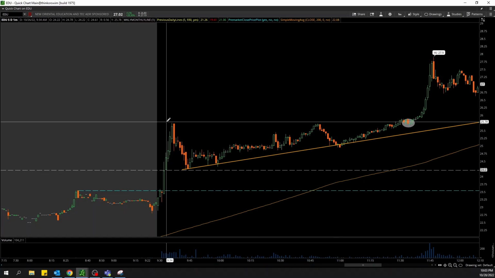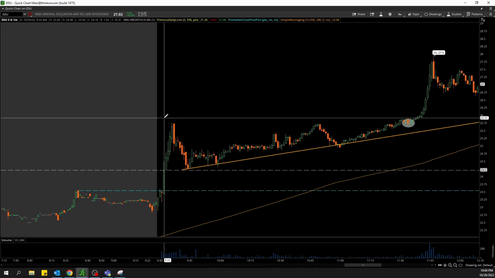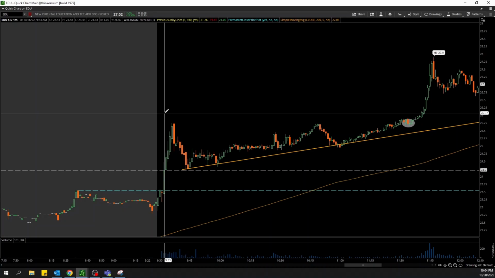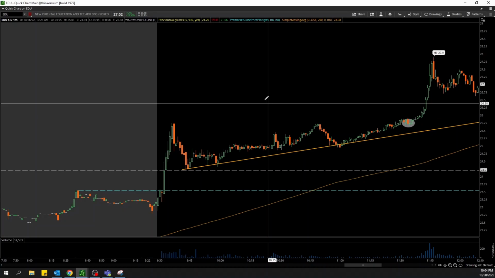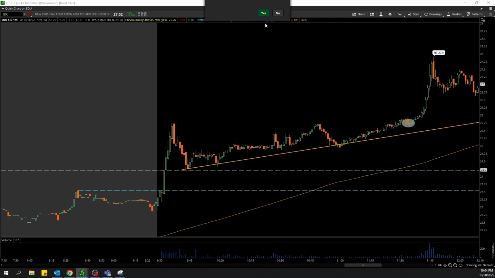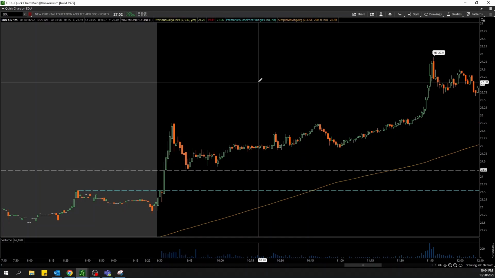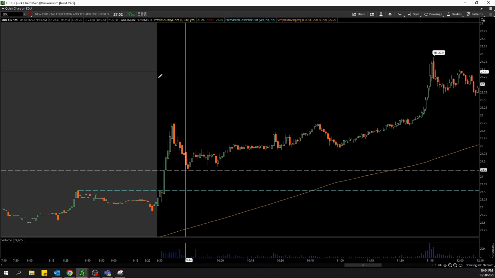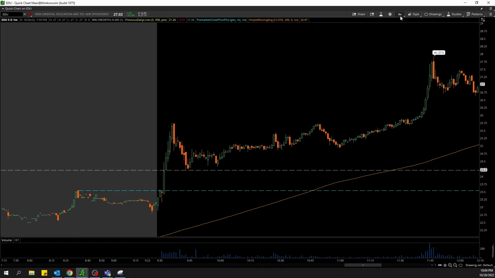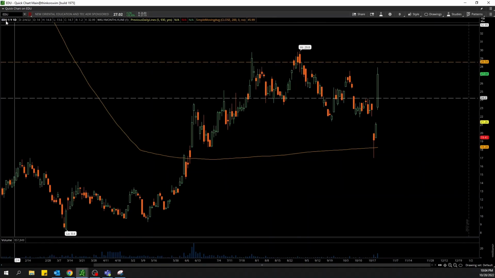So you're looking at about, right here is about where it took off. A little bit above high, about $26 or so, would have been a decent entry. And again, it's just how you read the chart. You have to wait for it to manifest. You can't just jump into the trade because it's going up or because you think it's going to go up.